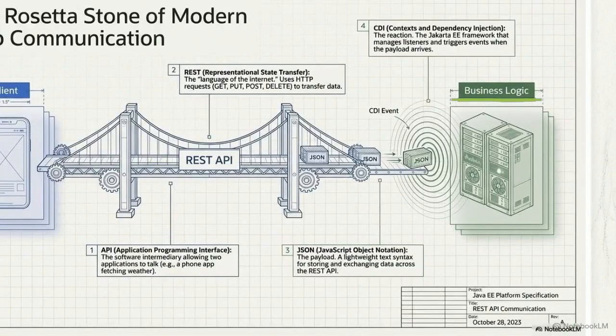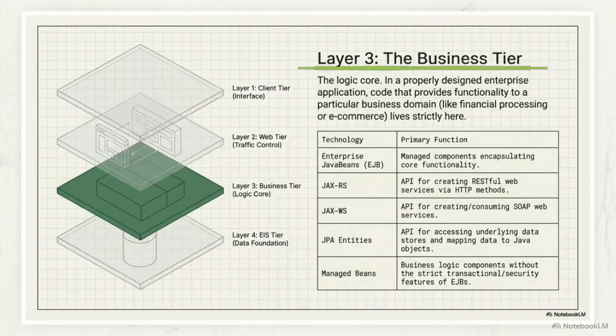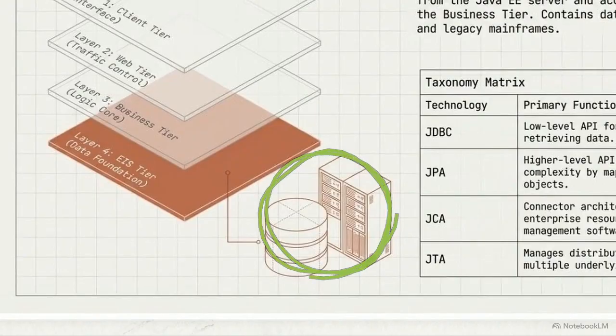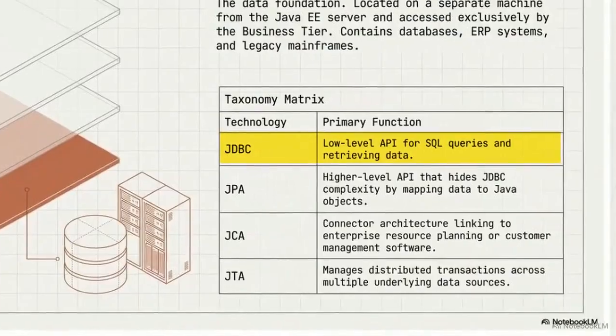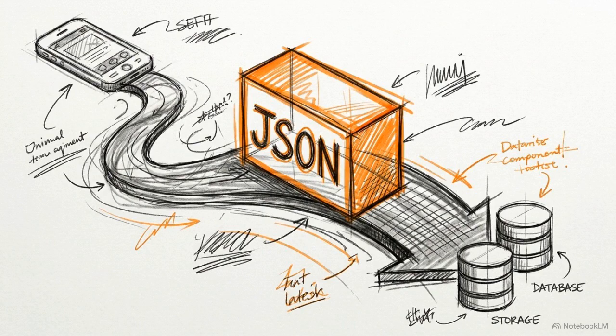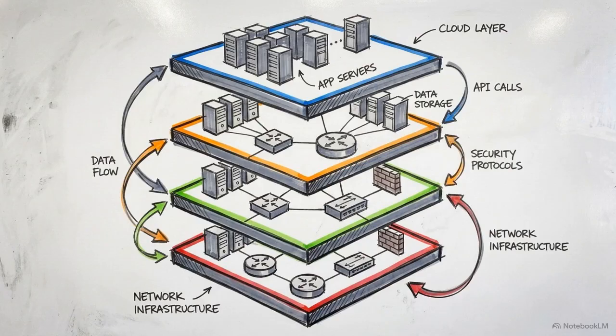This architectural model shows exactly where that business logic lives, Layer 3. This tier exclusively houses the managed components that encapsulate core functionality, such as Enterprise Java Beans. Below that is Layer 4, the Enterprise Information Systems tier. The actual underlying data resides completely separately here, often on different hardware, and is accessed exclusively by the business tier through low-level APIs like JDBC. Tracing a single JSON payload from a mobile interface down to a database row proves why enterprise applications rely on strict physical and logical layers to manage scale.